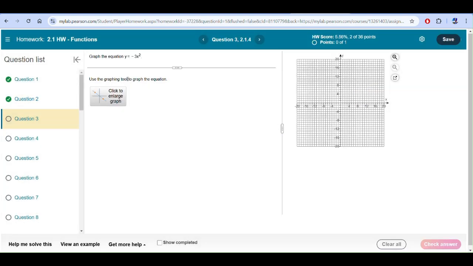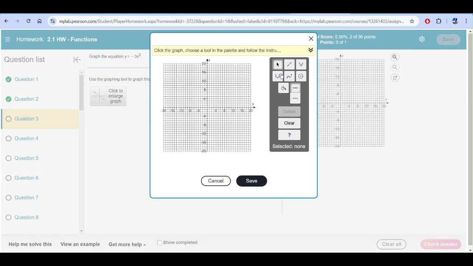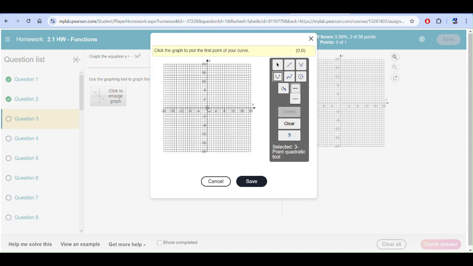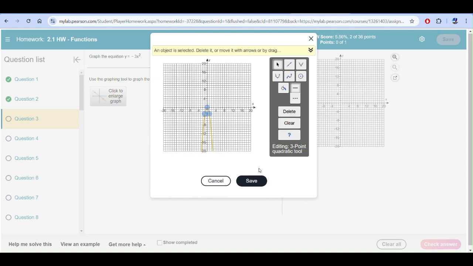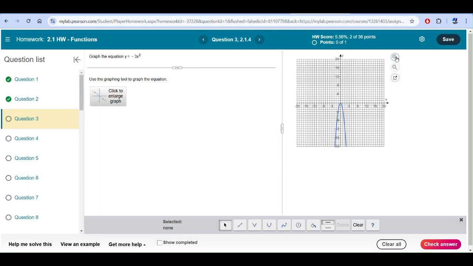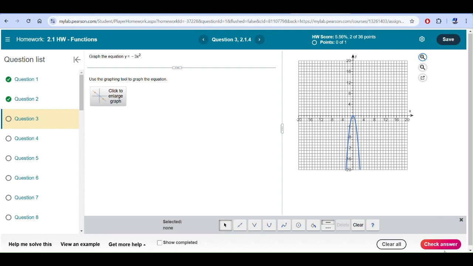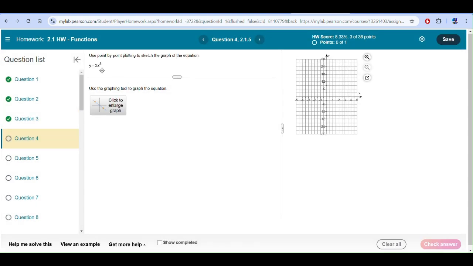All right, cool. Here, same exact thing. y equals negative 3x squared. You're going to graph that. Use Desmos if you need help. This is a parabola. I'm going to use the 3-point quadratic tool. We know that it's going to be 0, 0. When I plug in 1, I'm going to get 1, negative 3, and I'm also going to get negative 1, negative 3. And that should work. Check answer. Nice. Moving on.